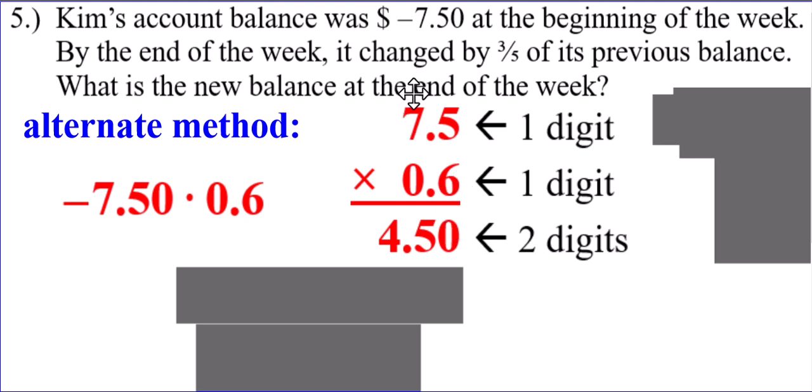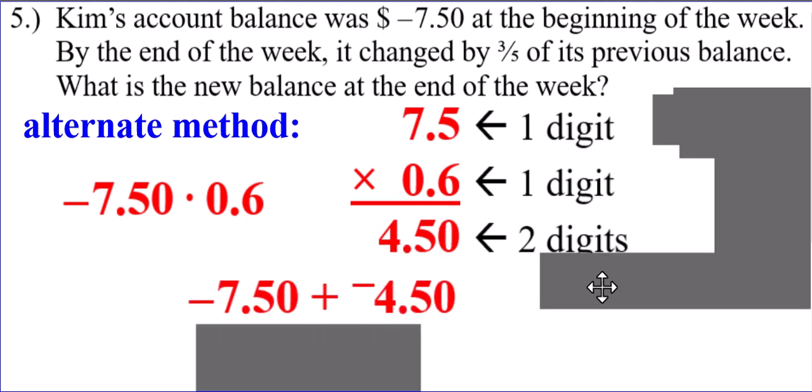I would have carried the 3 above the 7. Forgive me for not having this here on my work. And then 6 times 7 is 42, plus the 3 I would have carried up here gives me 45. And then 2 digits need to be to the right of the decimal point because 1 digit and 1 digit makes 2 digits on that answer.